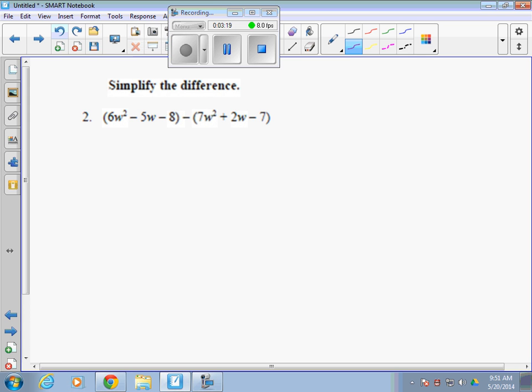Number 2 says simplify the difference. Remember, you can only add and subtract like terms. Means they have the same variable with the same exponent. So 6w squared minus 7w squared. 6 minus 7 we know is negative 1w squared. Negative 5w minus 2w. Negative 5 minus 2 is negative 7w. And then negative 8, again, minus negative 7. Negative minus a negative. Minus a negative means plus. So negative 8 plus 7 is negative 1.